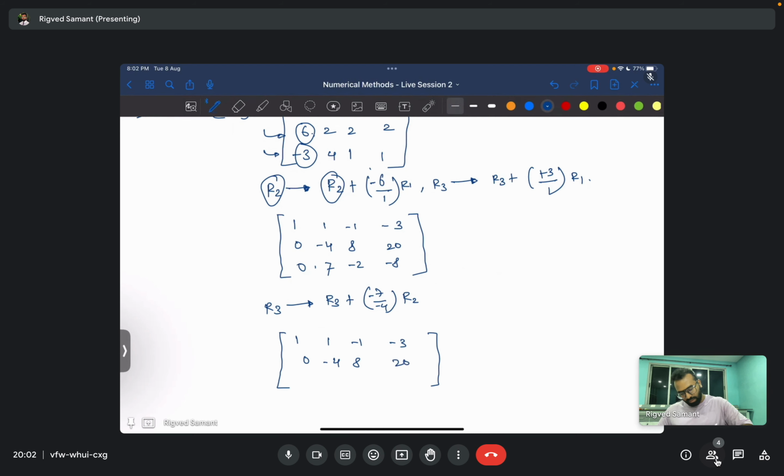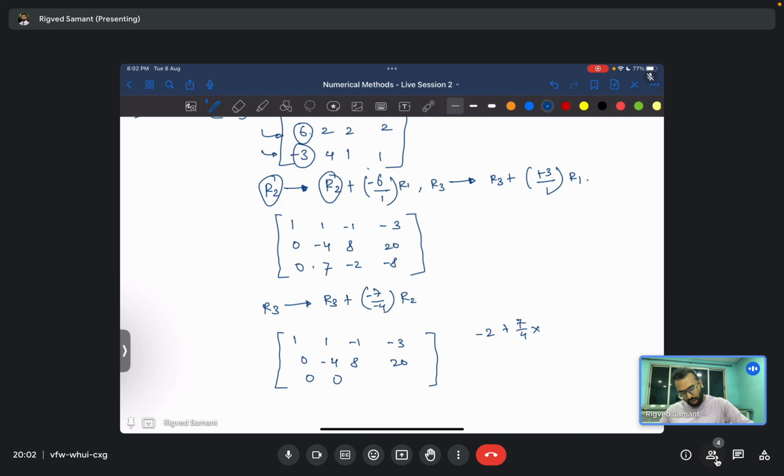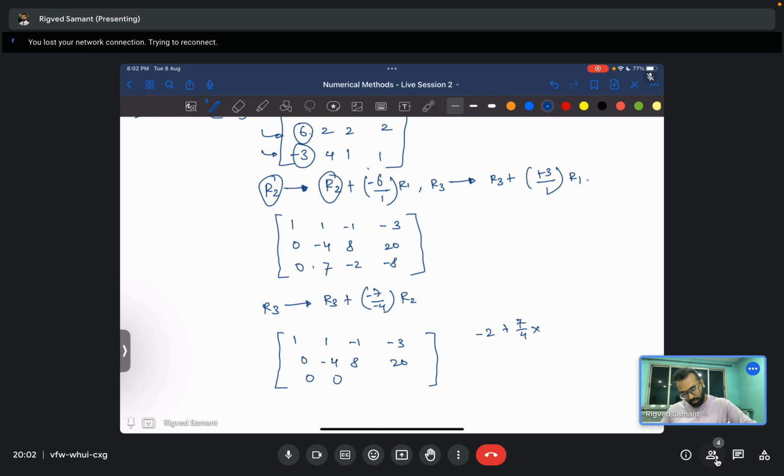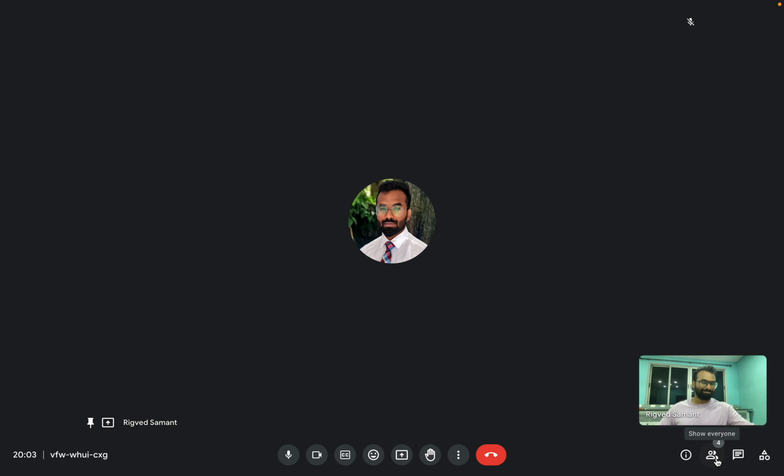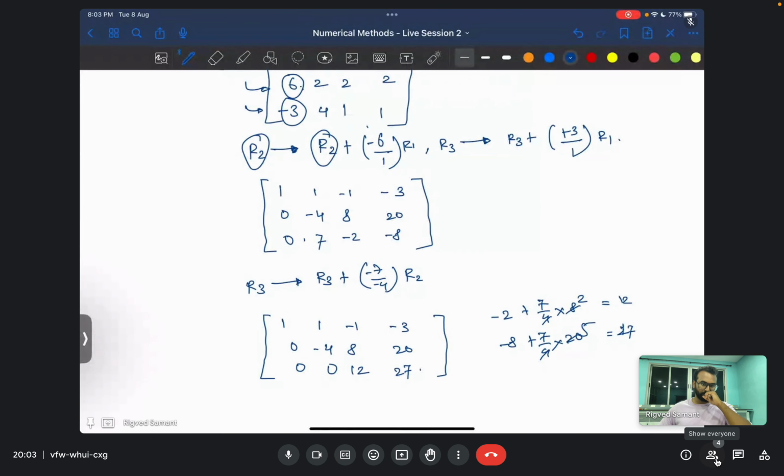So this equation will be similar. Here the 0, this will be 0. How much this would be? Minus 2 plus 7 by 4 into R2, that is 8. This is 2, 7, 12 minus 2, right? 14 minus 2. This is 12. Similarly, minus 8 plus 7 by 4 into 20. This is 5.